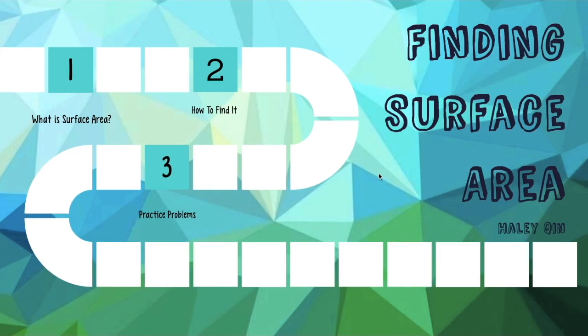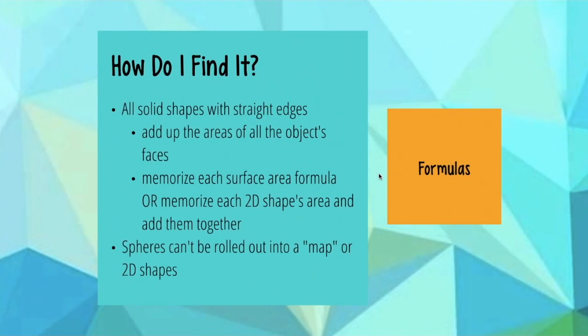Now, let's see how you can find it. There are a couple different ways. First, you use this on all solid shapes with straight edges. All you do is add up the areas for all the object's faces, and then you can memorize each surface area formula, or you can memorize each individual 2D shape's area and add them up all together.